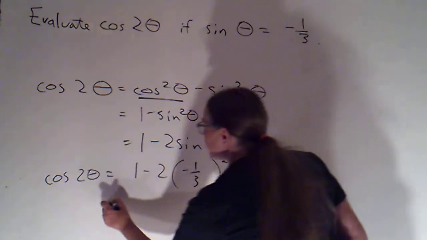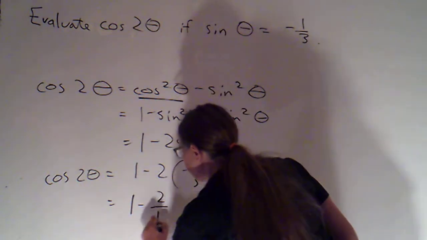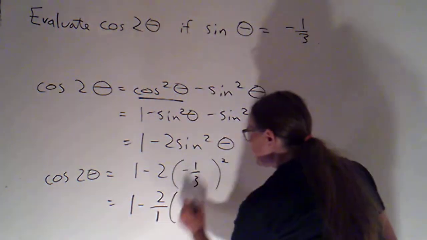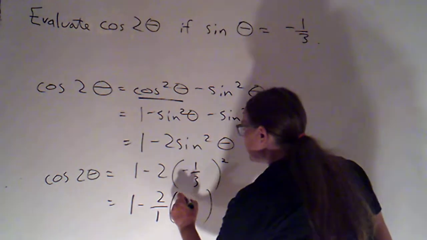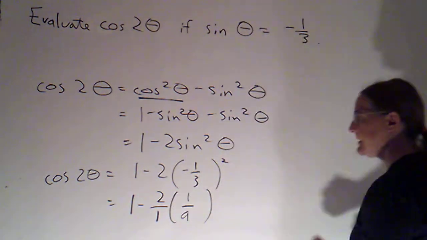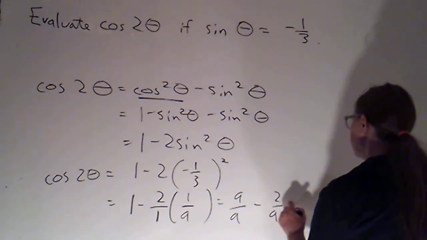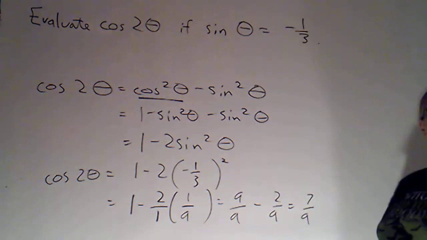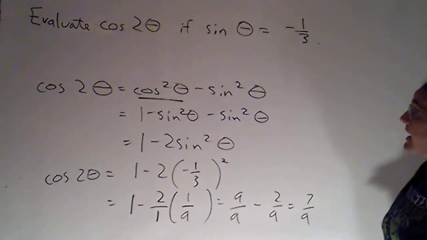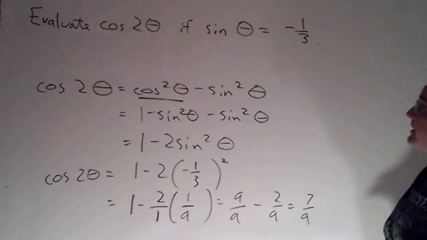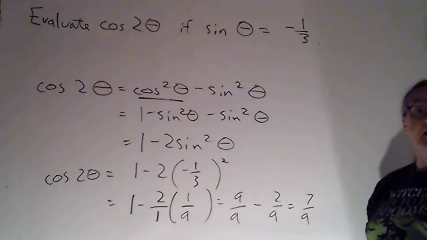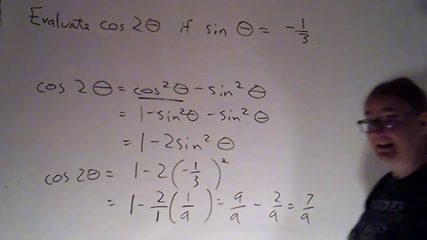Okay. So that's going to be 1 minus, I'm just going to write that as 2 over 1 times negative 1/3 squared, which is positive 1/9. So that would be 9/9 minus 2/9. That would be 7/9. Excellent. So we can actually evaluate cosine of 2 theta without knowing what quadrant theta is in.